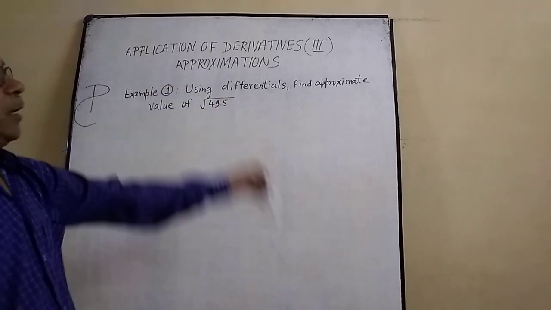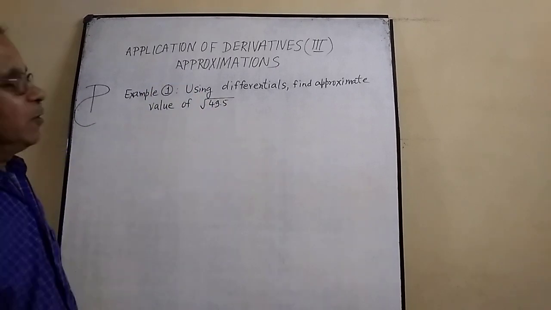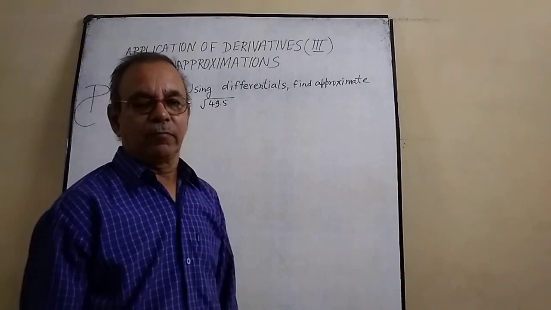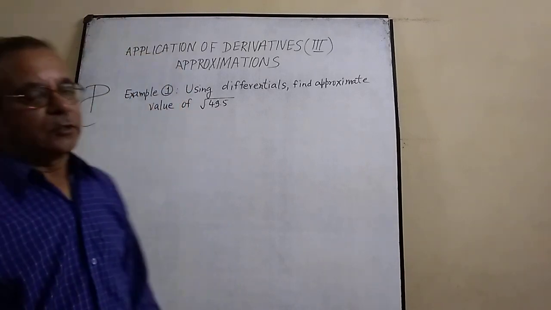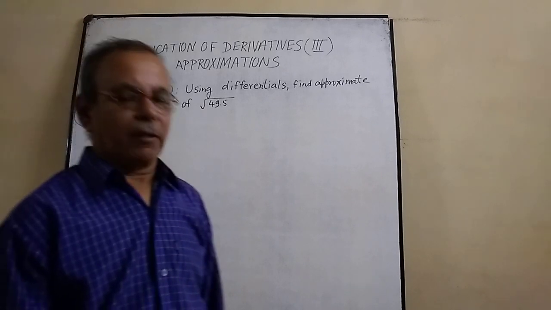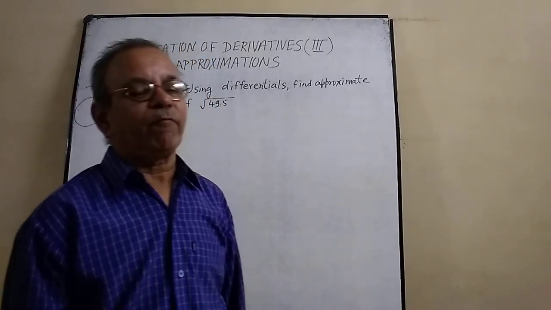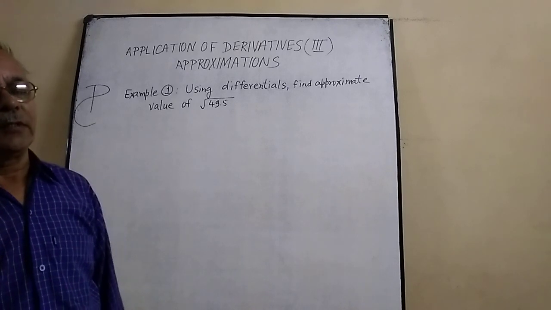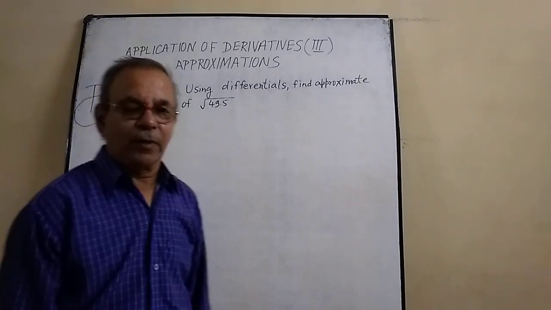In this question, using differentials, find the approximate value of the square root of 49.5. We know the square root of 49 is 7, but for 49.5 we have to calculate with the help of differentiation.